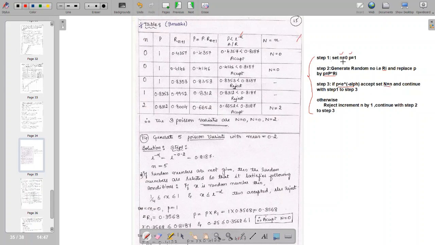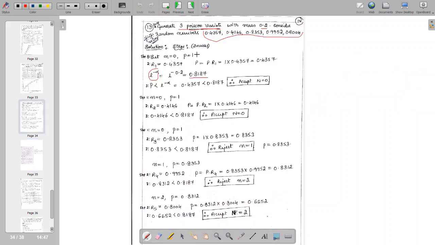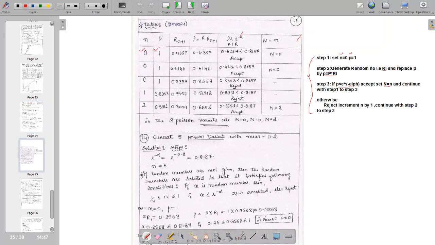Now first step says set n equal to 0, p equal to 1. Second step says generate random number from the question. The random number is 0.4357. Then p is equal to p into rn plus 1.